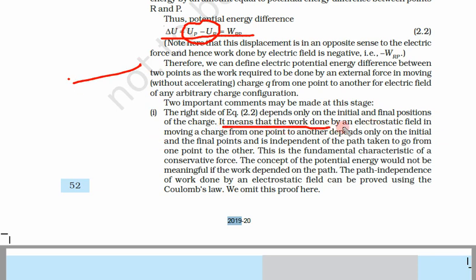It means that the work done by an electrostatic field in moving a charge from one point to another depends only on the initial and final position, and is independent of the path taken from one point to another. What does that mean? Let us understand why it is path independent.